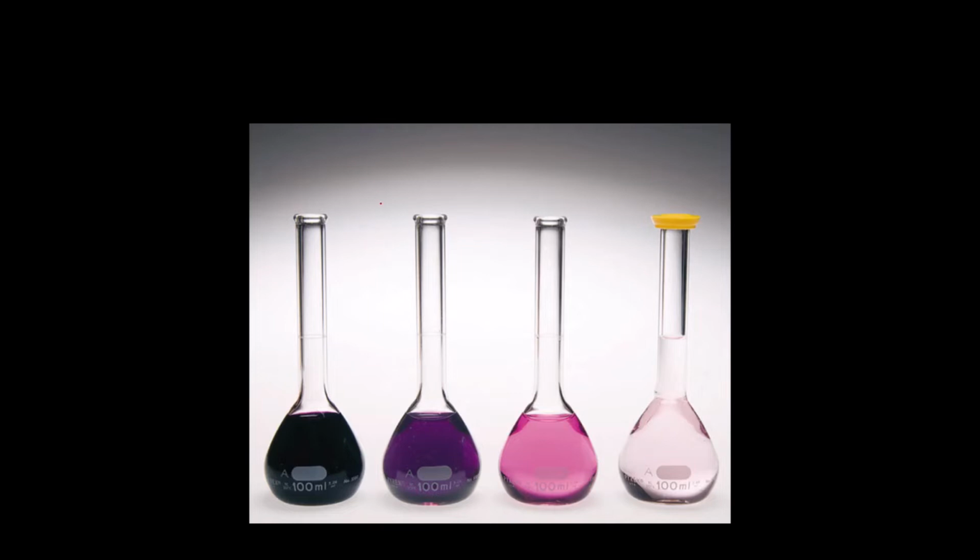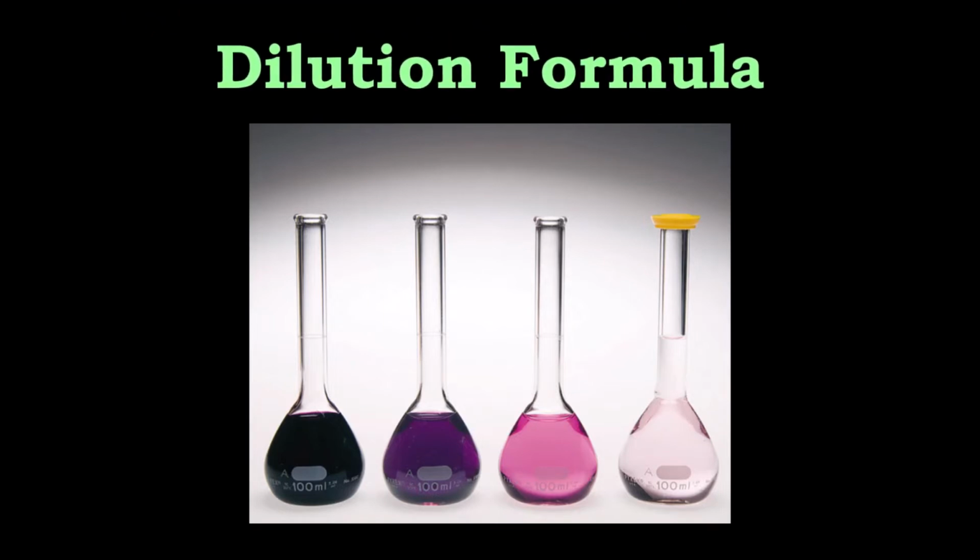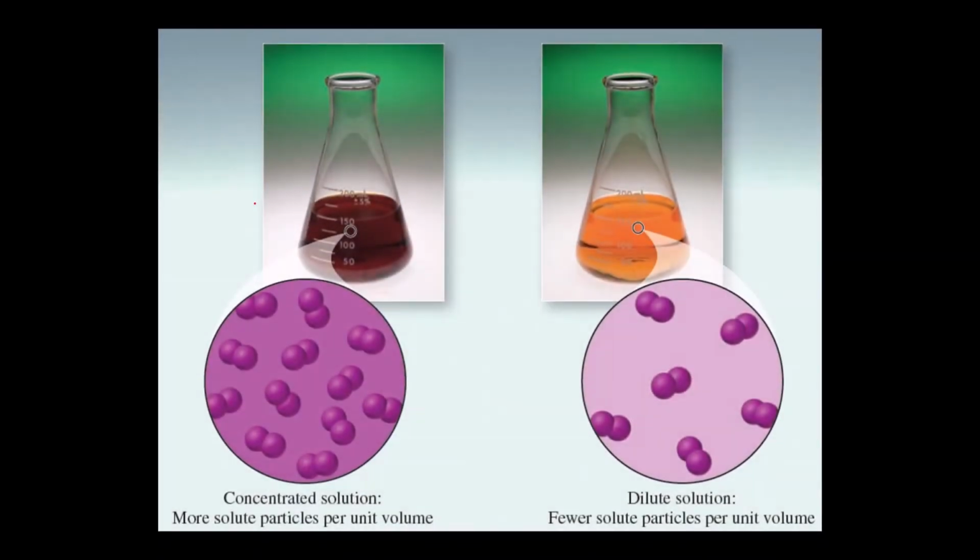So in our today's video, we are going to see what is the dilution formula and how do we perform serial dilution. So let us first try to understand what is the meaning of a concentrated solution and a dilute solution. So what is the meaning of a concentrated solution? In a concentrated solution, as you can see in this image, there are more solute particles, which means more solute is added to the solvent to prepare this solution.